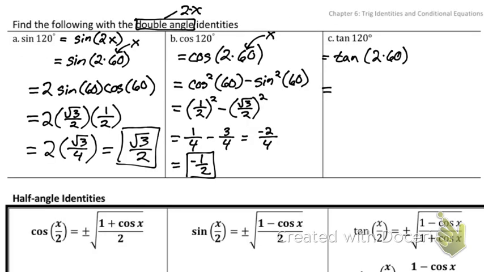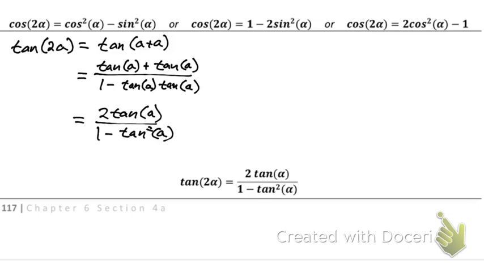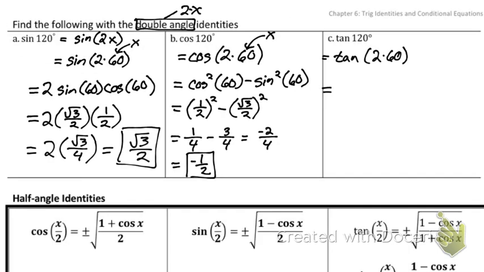So 2 just tells me to look at that on my identity sheet and then type in 2 times tangent of just the 60. And it's all over 1 minus tangent squared of the 60. So we're not putting that 2 inside here with the 60. 2 is just your direction. 60 is actually the tool you're using.